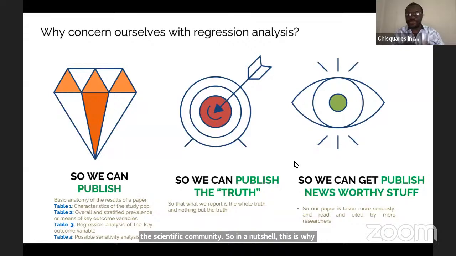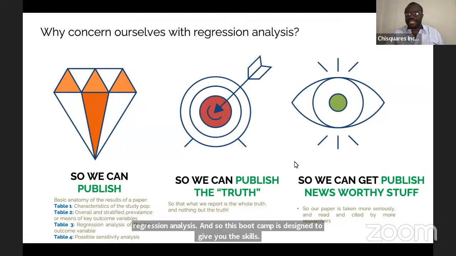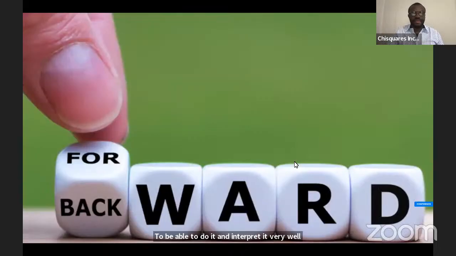So if you're a scientist and you want to increase your productivity, well, you have to learn how to do regression analysis. And so this bootcamp is designed to give you the skills to be able to do it and interpret it very well.